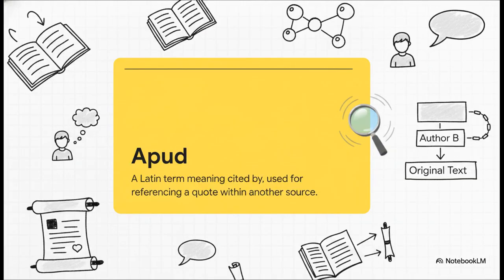Now, what about the academic jargon? Let's translate some of that intimidating Latin. Apud simply means cited by. Imagine you find a perfect quote, but it's inside a newer book referencing an older author you can't actually find. You use apud to say, hey, I read author A who is quoting author B. It's a simple, elegant tool for giving proper credit. And most importantly, it helps you avoid the dreaded accusation of academic plagiarism, which can literally derail your entire degree.